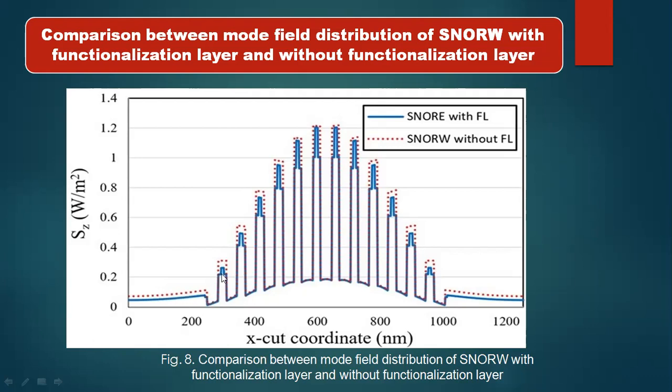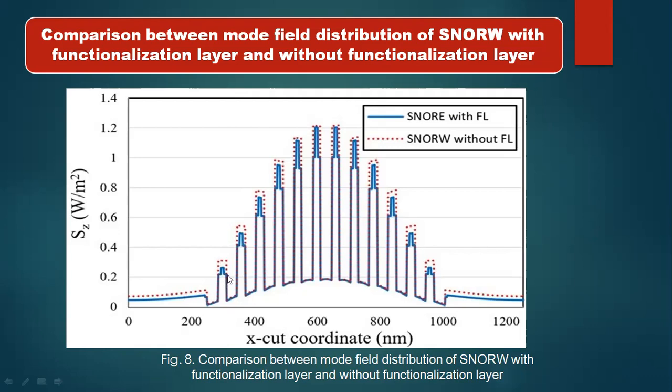This pattern emerges in SNORW with functionalization layer because the boundaries change more times. Because after the addition of the functionalization layer, the boundary changes along the x-axis from silicon to functionalization layer, then from functionalization layer to the aqueous solution, then from aqueous solution again to the functionalization layer, and from functionalization layer again to the silicon nanowire. And as with the change in material there is a change in refractive index, the propagation and the distribution of energy also change, and thus one small bar upon each of the bars is there.